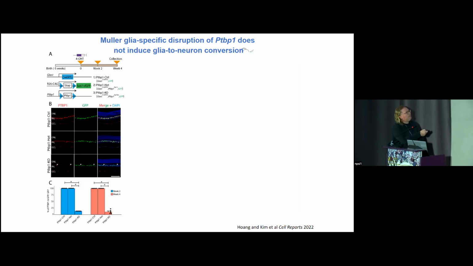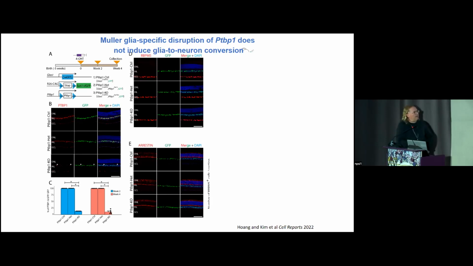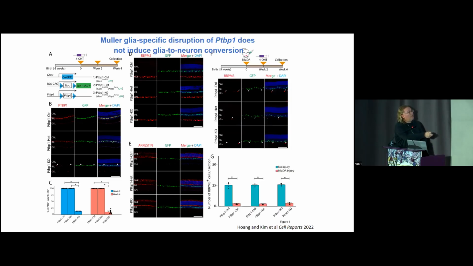So in this case, what we did is that we both marked the glia, we marked retinal Müller glia using a SUN1-GFP and simultaneously knocked out PTBP1 and then waited to see if we got neurons. Now we can very efficiently knock out PTBP1 in the retina, but we don't see any neurons. We don't see any neurons either under uninjured conditions or following injury.